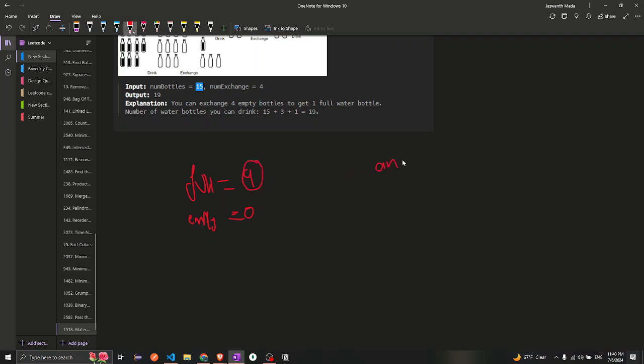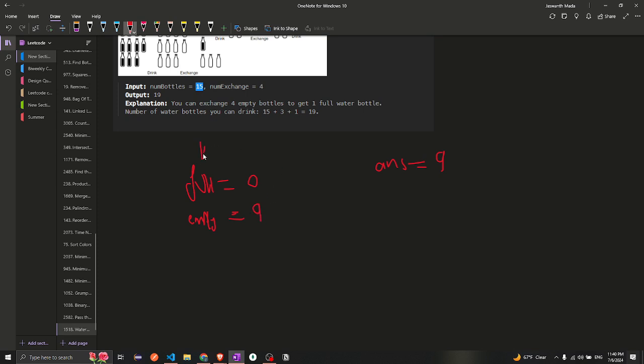Now what I'm going to do is, initially I'll drink these 9 bottles. So my answer will become, this is the variable that we are using to store our answer. Initially when I drink 9, in my answer I drank 9, right? So when I drank 9, my number of full water bottles will become 0, and the number of empty water bottles will become 9.